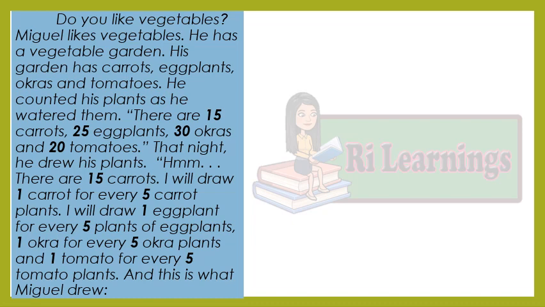That night, he drew his plants. There are 15 carrots. I will draw 1 carrot for every 5 carrot plants. I will draw 1 eggplant for every 5 plants of eggplants, 1 okra for every 5 okra plants and 1 tomato for every 5 tomato plants. And this is what Miguel drew.